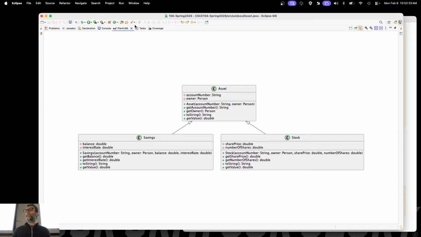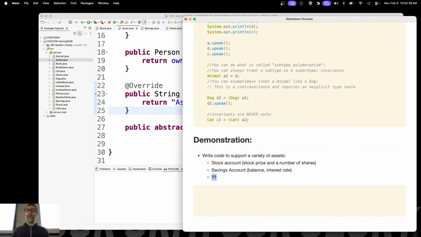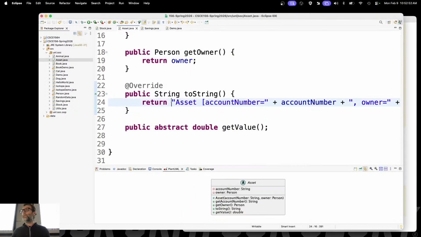Now, how do we know that it's a pretty good design? Let's come back over here, and now let's add a new asset class. Add a new asset class for crypto, say Bitcoin or something like that. Bitcoin is not the only crypto, but it is an asset. It's considered an asset.